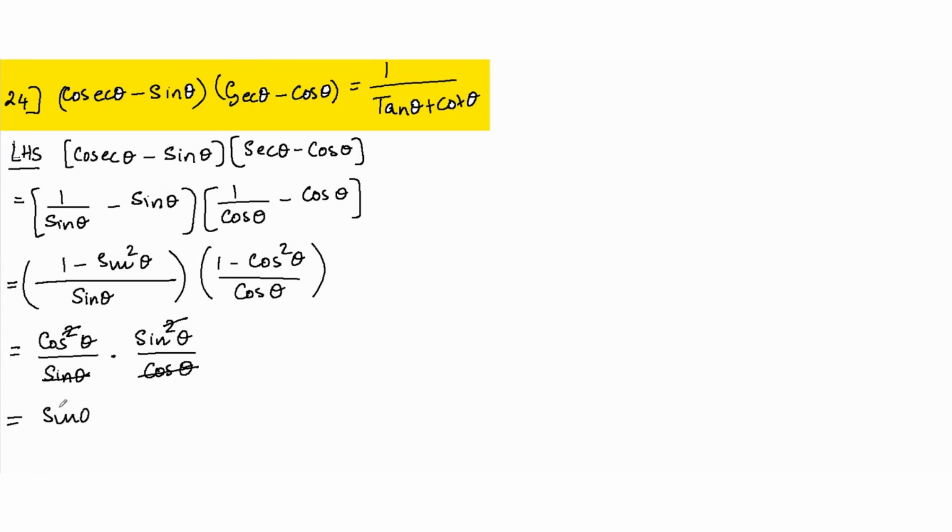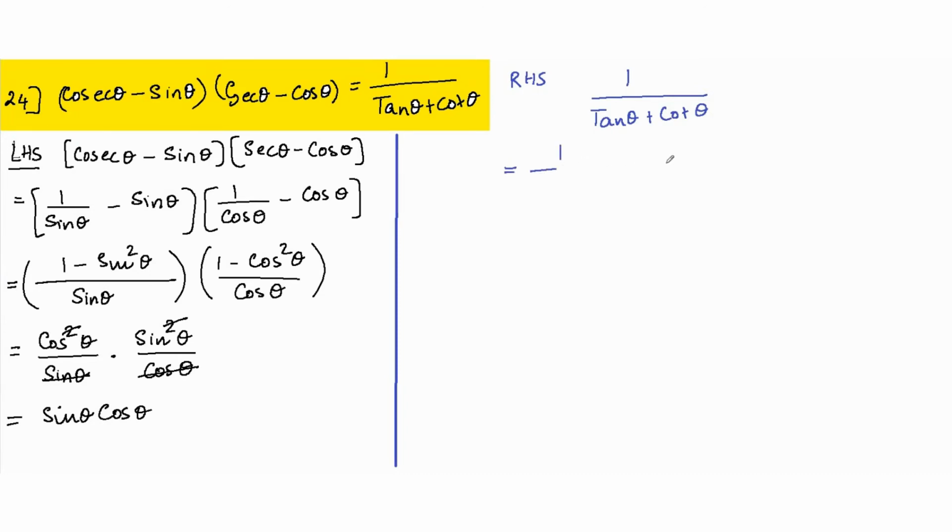So this therefore becomes sine theta times cos theta. So this is my left hand side. Now I am going to go ahead and convert the right hand side into terms of sine and cos. So I have the right hand side is 1 divided by tan theta plus cot theta. That is 1 divided by, now tan theta can be written as sine theta by cos theta, and cot theta can be written as cos theta by sine theta.